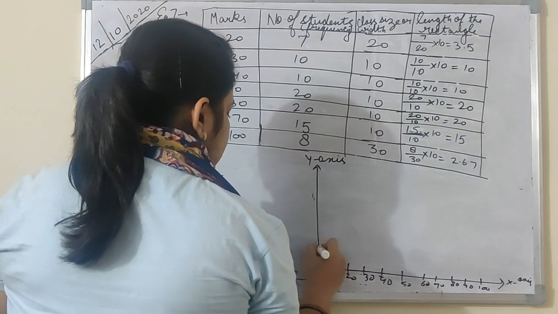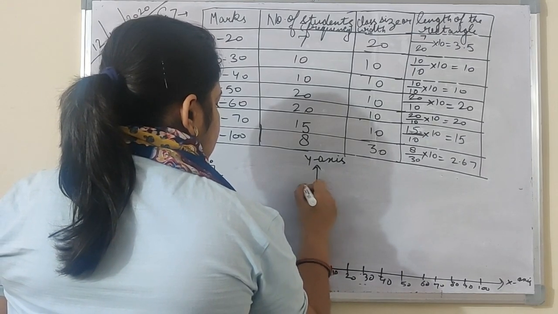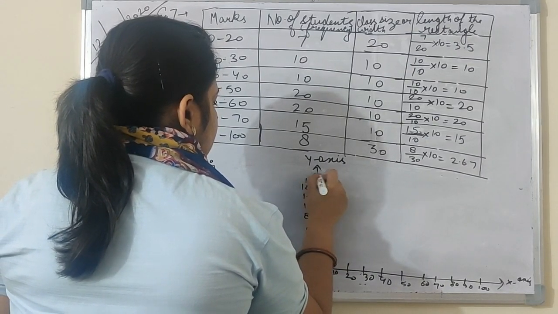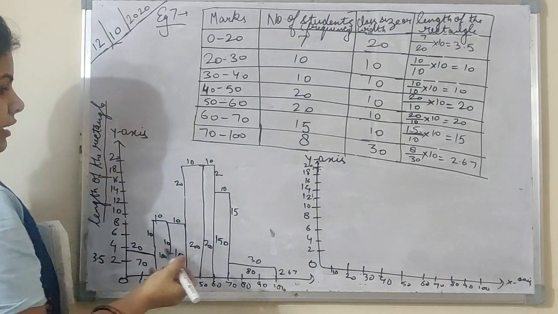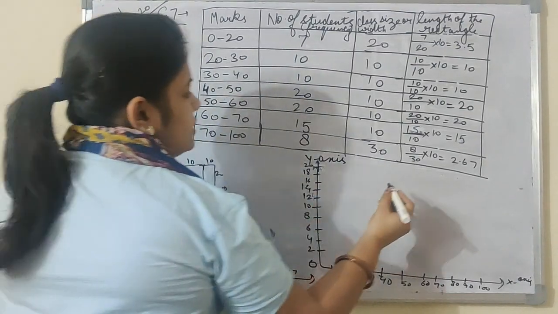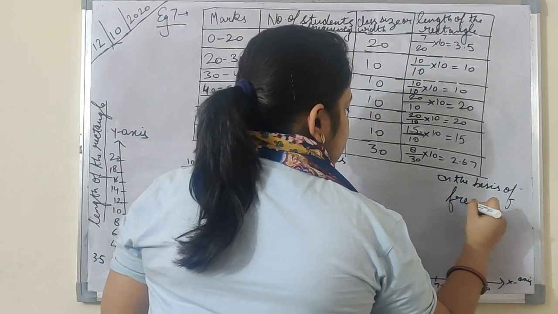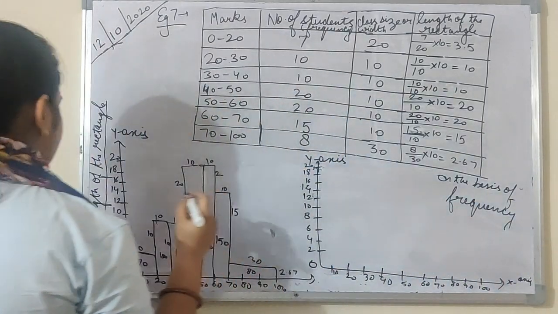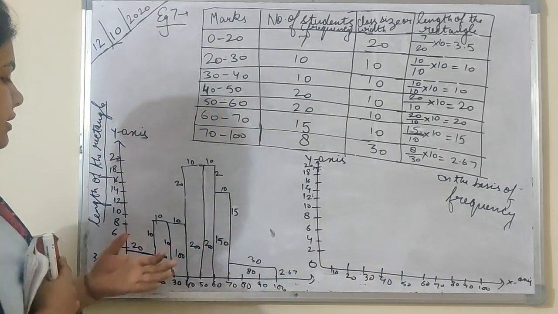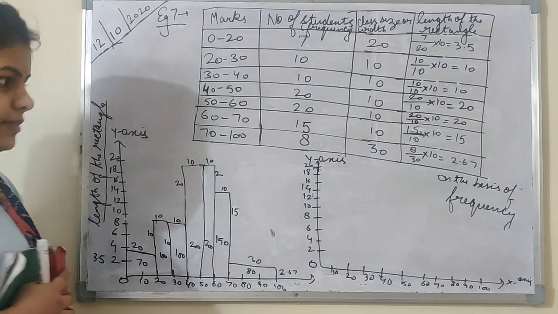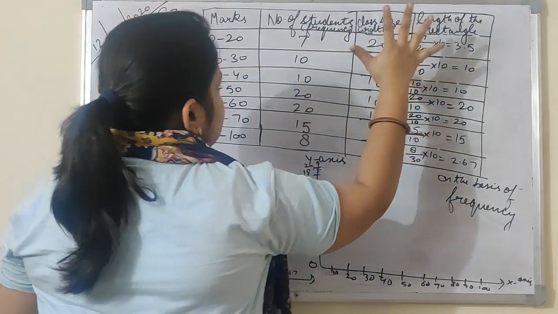I am making a new table on the basis of this table. This graph is on the basis of frequency. This is on the basis of length. This is just for explanation. You need to make only this one without these digits. So on the basis of frequency, if we make the graph, we don't have to see this. We will only see this.